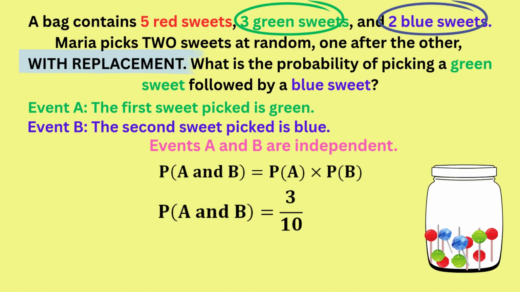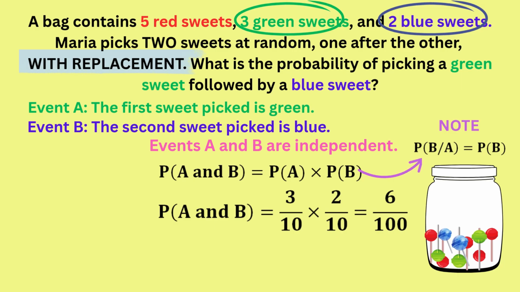Now the first sweet is put back into the jar. So the probability of B, which is the probability of picking a blue sweet, on the second draw is 2/10, since there are still 10 sweets in the jar. Multiply, and we get the probability of picking a green and then a blue sweet with replacement, which is 6/100, or 6%.